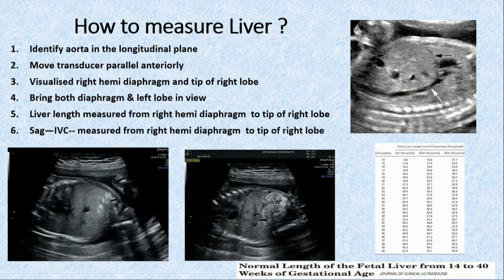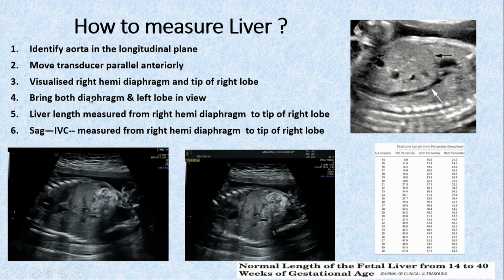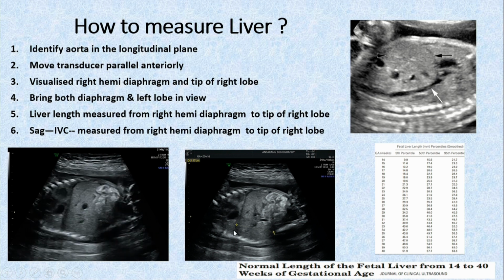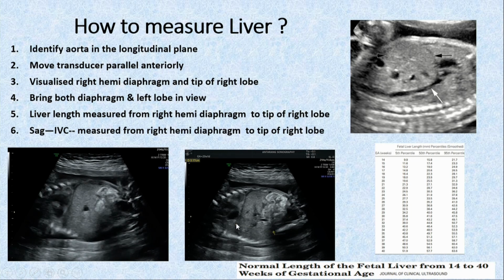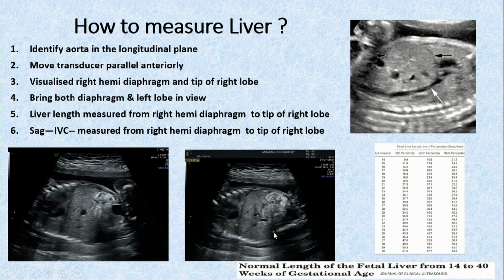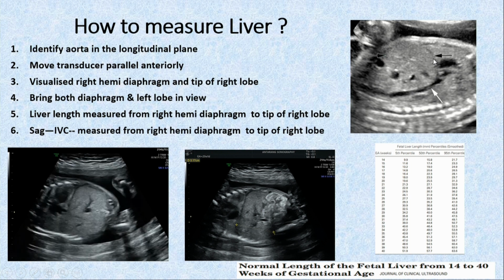Now, how to measure the liver? The liver can be measured in two ways. It can be measured in a coronal scan, or it can be measured in the sagittal scan. First, in the coronal plane, we have to identify the aorta, and then move our transducer slightly anteriorly, and visualize the whole of the liver, from this part of the diaphragm to the right lower end of the liver. Here is the measurement of the liver, and various nomograms are available. Similarly, in your sagittal plane, you have to identify the IVC, and again from the diaphragm to the lowermost part of the right lobe, this is the measurement of the liver. This is how we measure the liver.